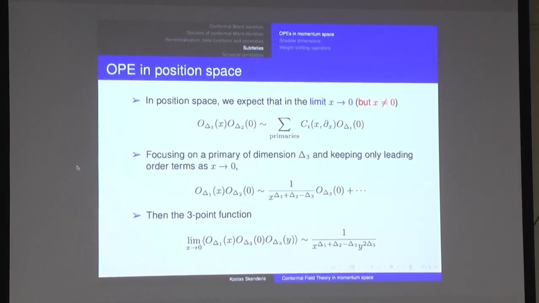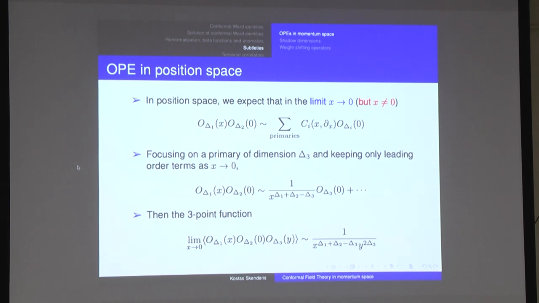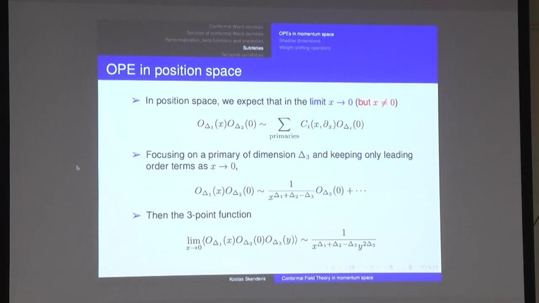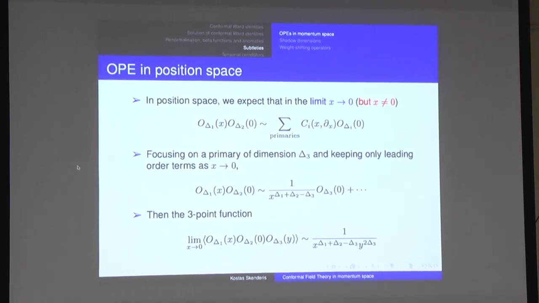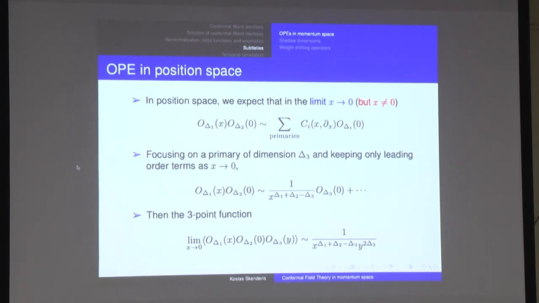So if we focus in the case where the last operator has dimension delta 3, then the limiting behavior is the one given over here. And you can see the dimension 1 plus 2 from here, we have minus 3 because you have an operator of dimension 3 there. So now if I want to consider the limit x goes to 0 of this 3-point function, OPE means this is convergent inside correlators. I can take this, put it in here. So I'm going to get this factor here. And then I have O delta 3, O delta 3, a 2-point function, which gives me this factor.